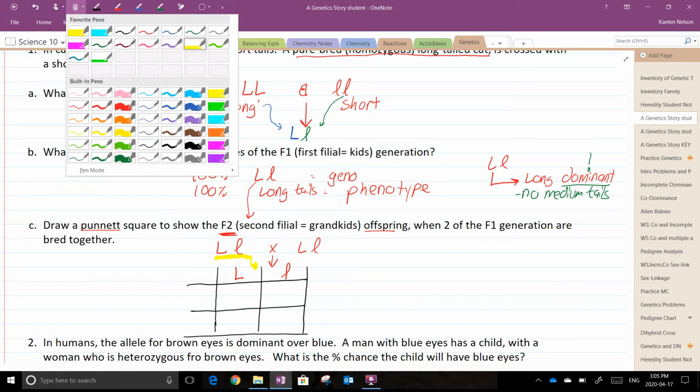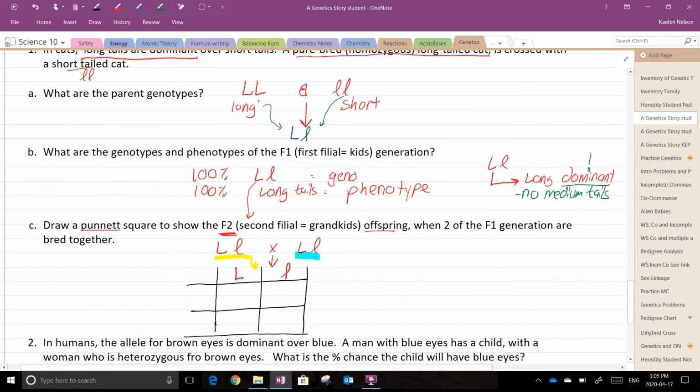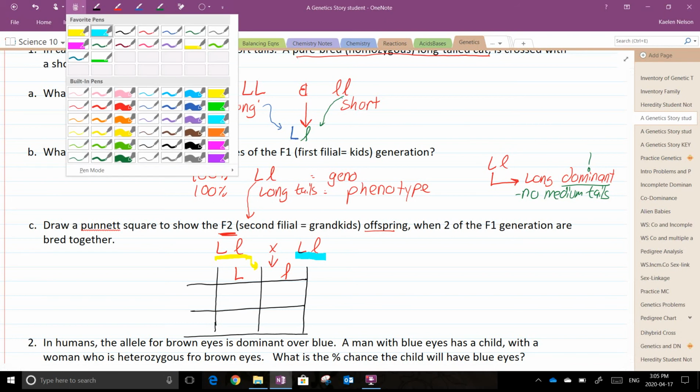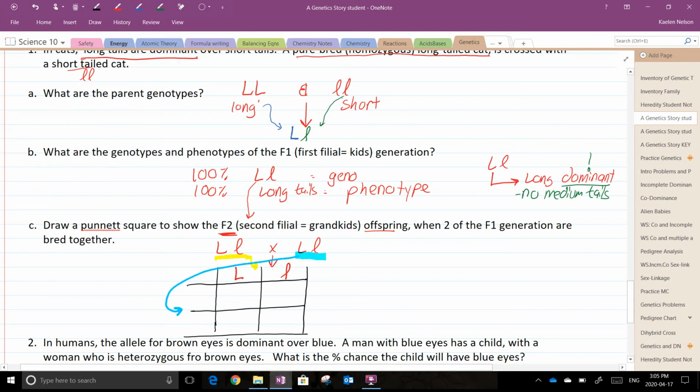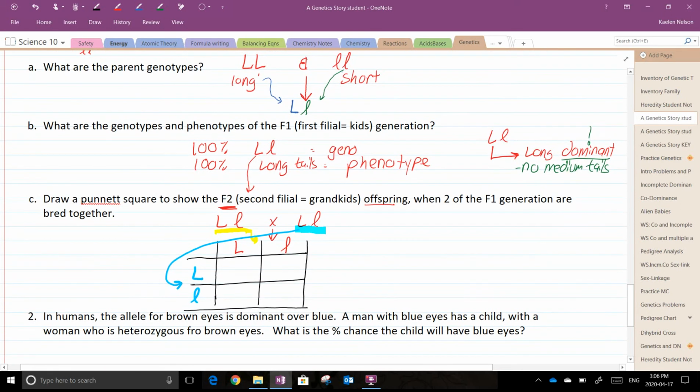And then the other parent, which is this one here, I'm going to bring its alleles over to the side, so big L and little l. And now we'll fill in our middle squares, so big L, big L. Big L, little l, big L, little l, little l, little l.